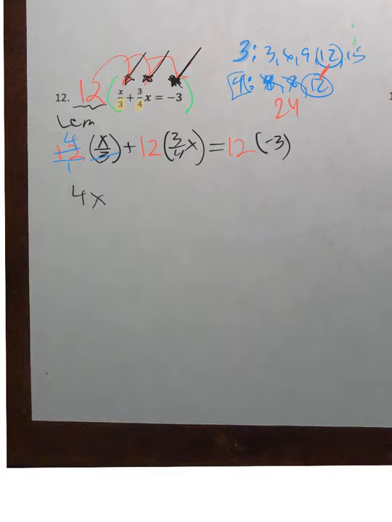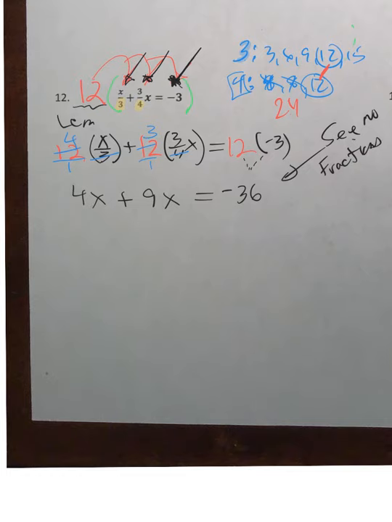And again, I can put a 1 underneath that. And I can say 4 goes into 12 3 times. And then 3 times 3x is 9x. And then 12 times negative 3 is negative 36 when I multiply those two. Right? See, no more fractions. So by multiplying through by the LCM, you clear the equation of fractions.